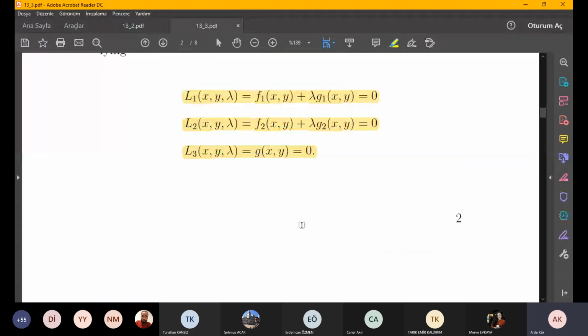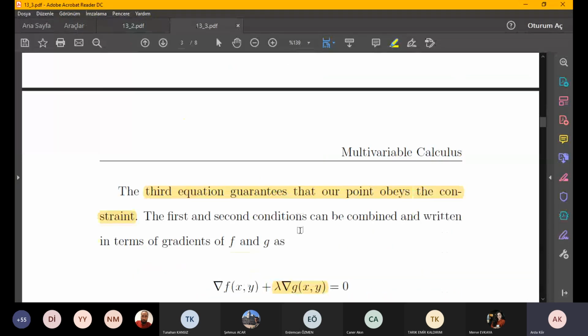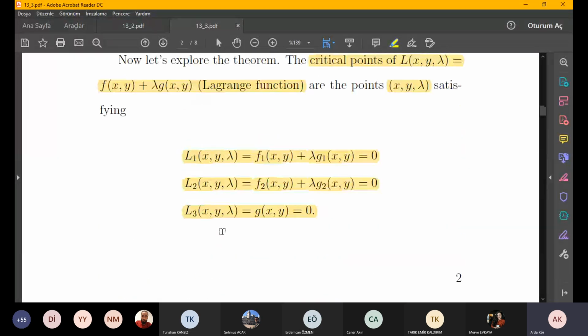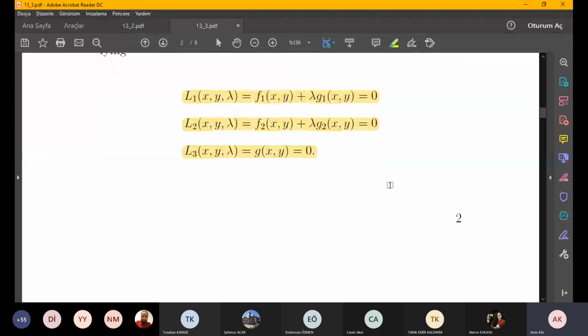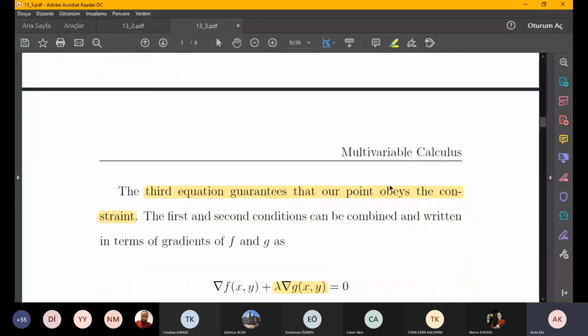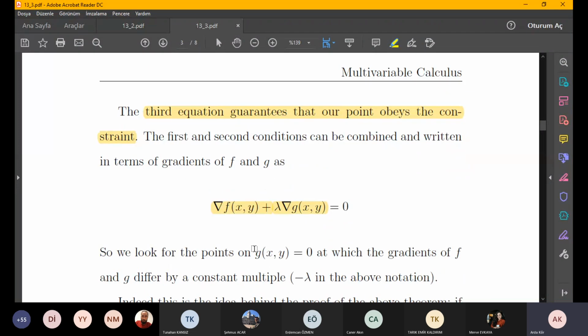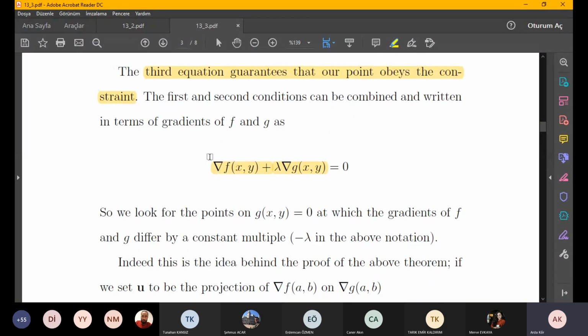That one, g(x,y) equals 0. The first and second conditions above, those two, can be combined, and by using the definition of the gradient vector, we can write those two equations as the gradient of f plus lambda times the gradient of g equals 0.